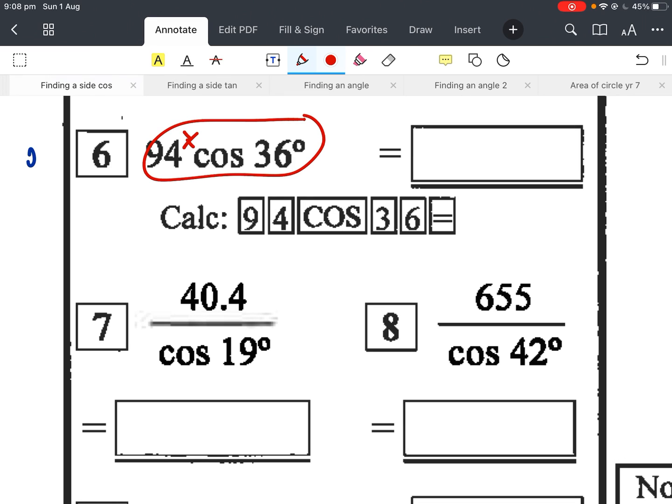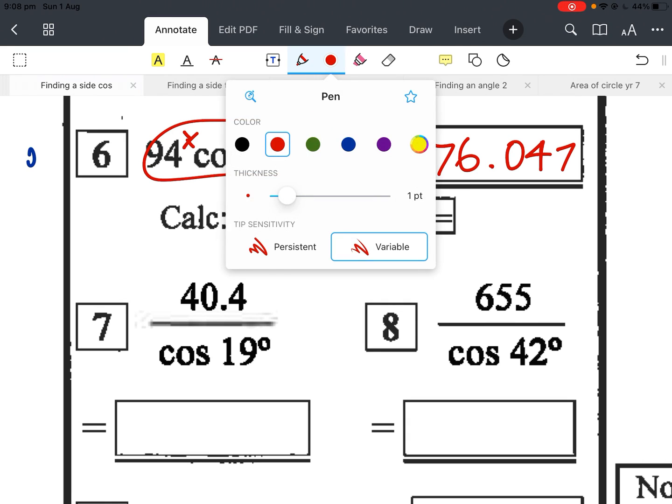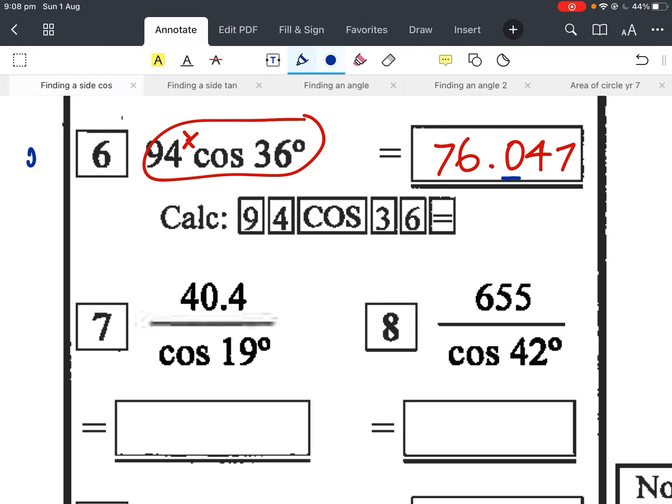Press equals, and I get 76.04759. But I don't need all of that, do I? I'm rounding it to one decimal place, so I only look at the 4. I don't need to look at the 7. 4 in the rounding rules means that I don't make any changes, so my answer is just 76.0.